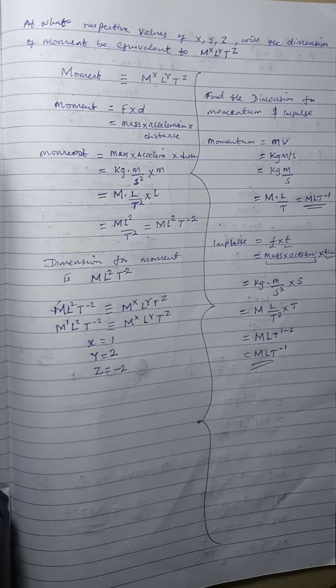So anytime you're asked to find the dimension of anything, whether the dimension of force, the dimension of couple, the dimension of anything, first thing first, get the formula of that thing. Once you get the formula for that thing, then get their SI unit. Then after getting their SI unit, you can now be able to get their dimension. Okay, very, very important.